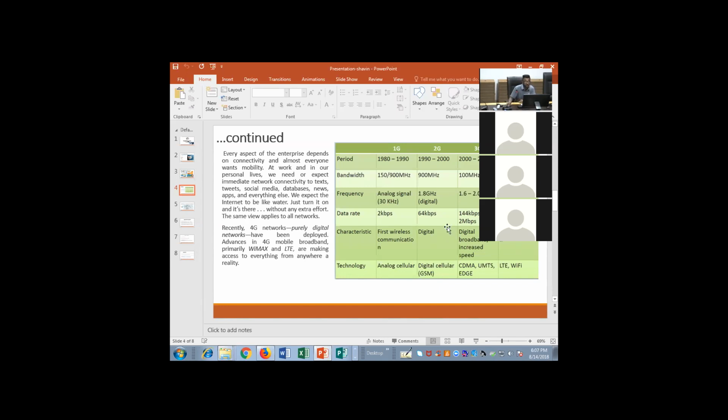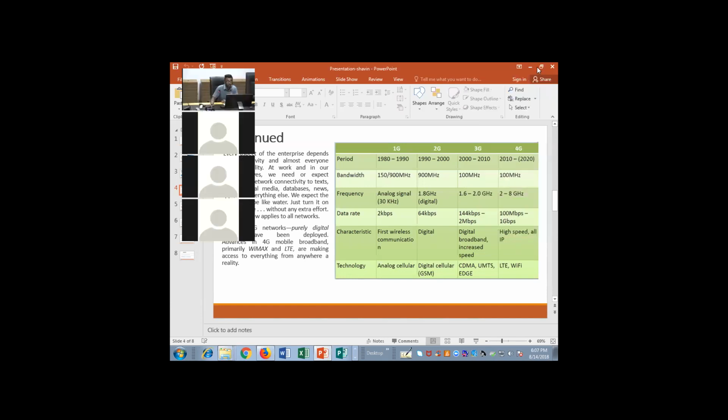So if you look at this picture here, we are on 4G right now, and what matters is the data rate, right? That's what we are going to look at. That's what we mean by the mobility of the network, how fast the data can travel, right?